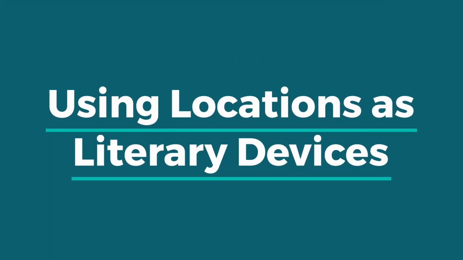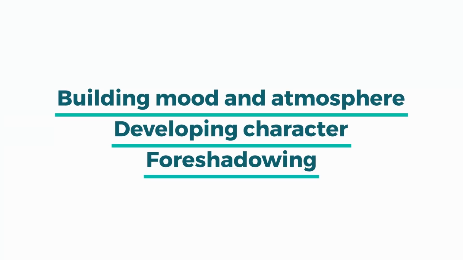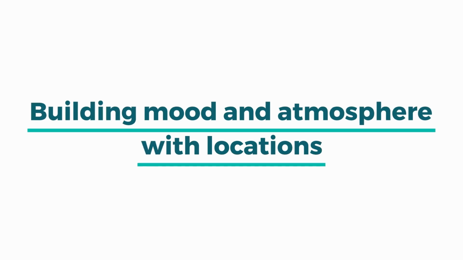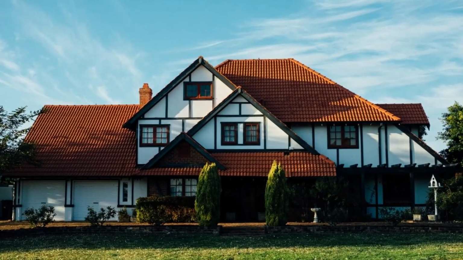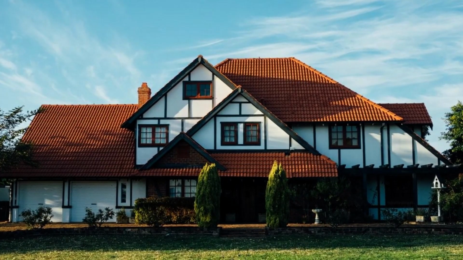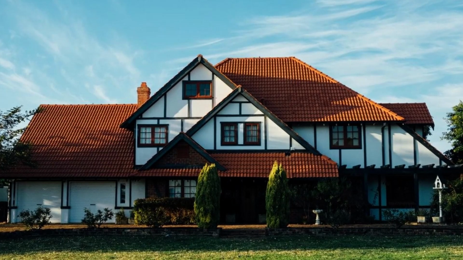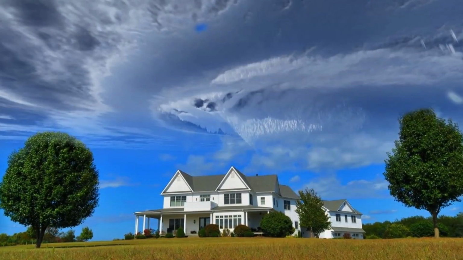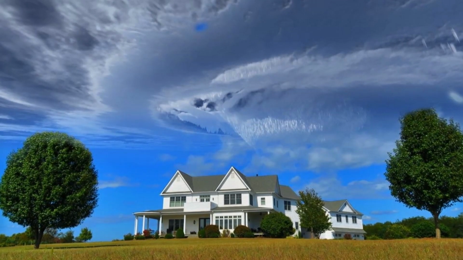Now we've looked at a few ways of creating locations, let's have a look at how we can use them as literary devices. Building mood and atmosphere with locations. The words and images used to describe your locations should reflect the mood you're trying to elicit in your reader. So, when you're describing a house, you might start by thinking about how big it is, what colour it is, how many windows it has, etc. But if you want to take your writing to the next level, you'll filter all of that through the lens of atmosphere.